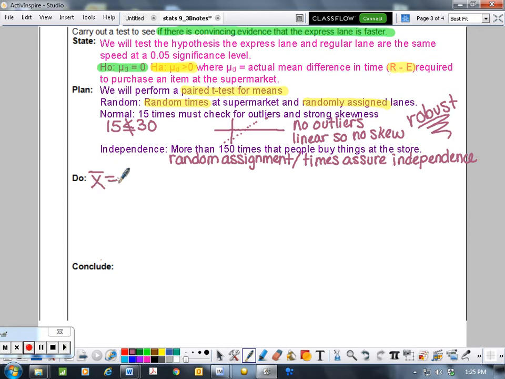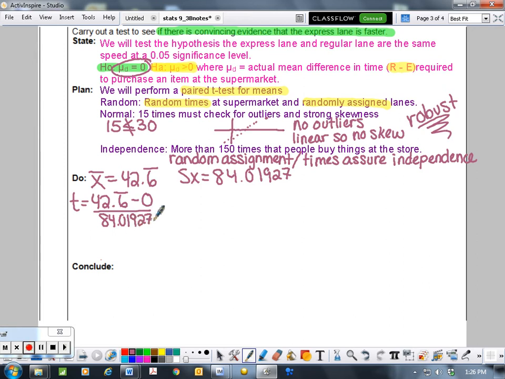So we knew that our x bar for list 3 was 42.6 repeated, and our standard deviation was huge, 84.01927. So now we're going to calculate our t-value. So 42.6 repeated minus this value from our null hypothesis, divided by our standard deviation divided by the square root of our sample size, 15, which gives us 42.6 divided by 21.6937, which gives us 1.9637.